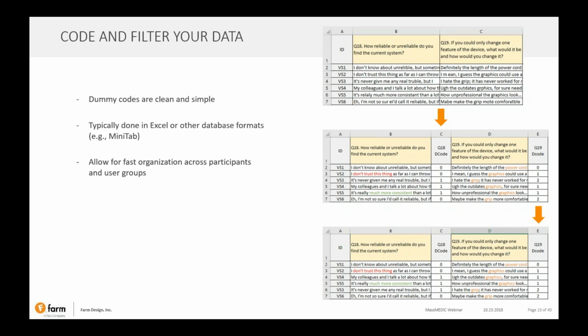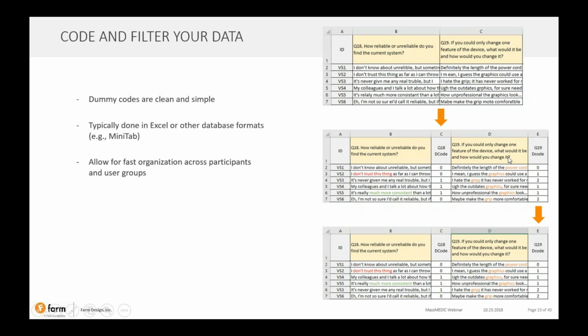And also coding and filtering your data. So I use dummy codes all the time. They're a great way to put a false numeric value onto different subjects, for instance, in qualitative data. So you might say, in this case, that 0 and 1 is just positive or negative. So the question is, how reliable or unreliable do you find the current system? If they found it unreliable, you say 0, and if they found it reliable, you say 1. That's a subjective code, but it helps you to organize yourself.